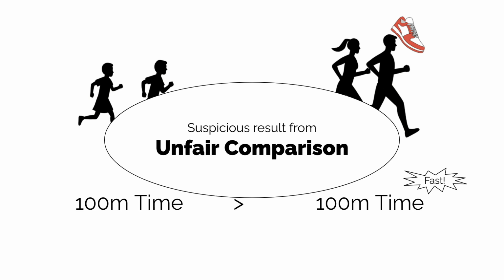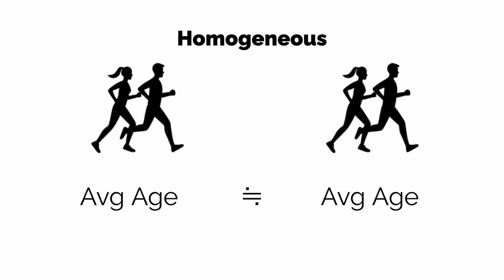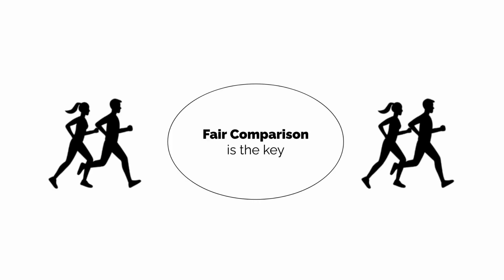In other words, this is an unfair comparison, so doubts remain about the shoe's performance. In statistics, this unfair comparison is called selection bias. Experiments must be an apple-to-apple fair comparison. The most important principle in making a comparison is to ensure it is a fair comparison. But here lies a problem.